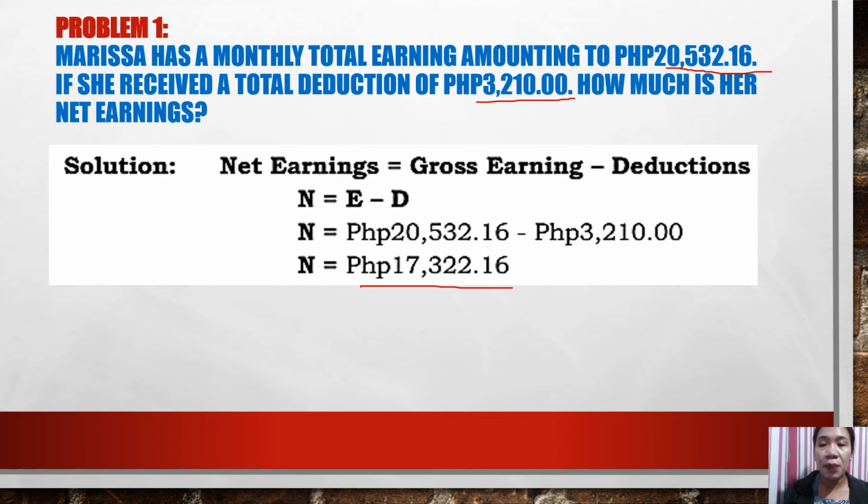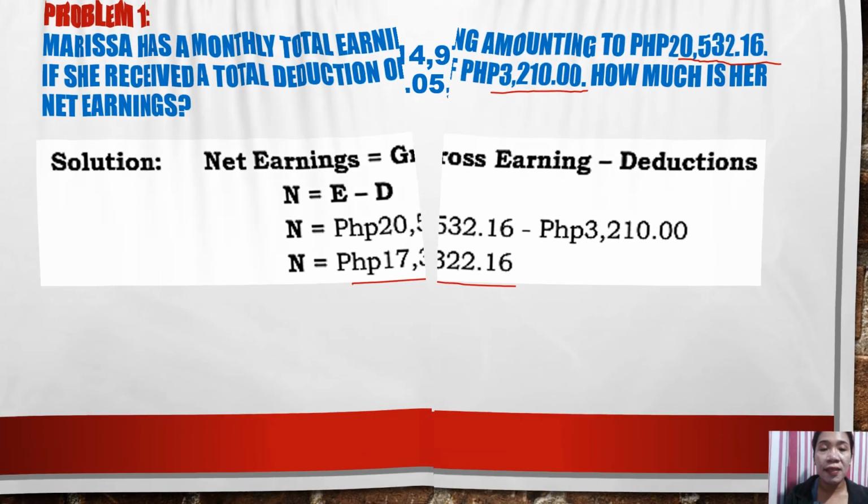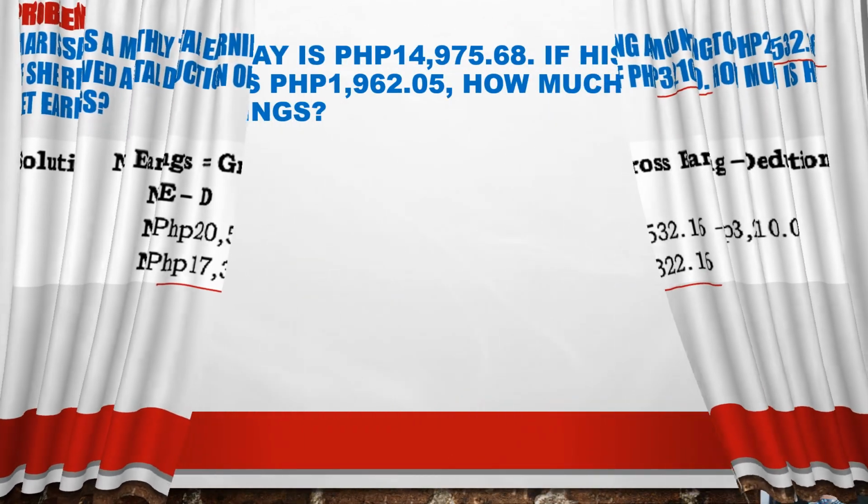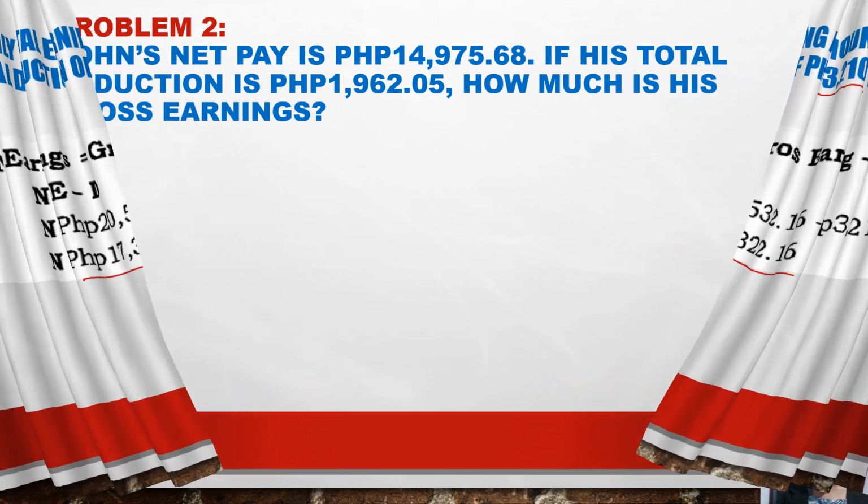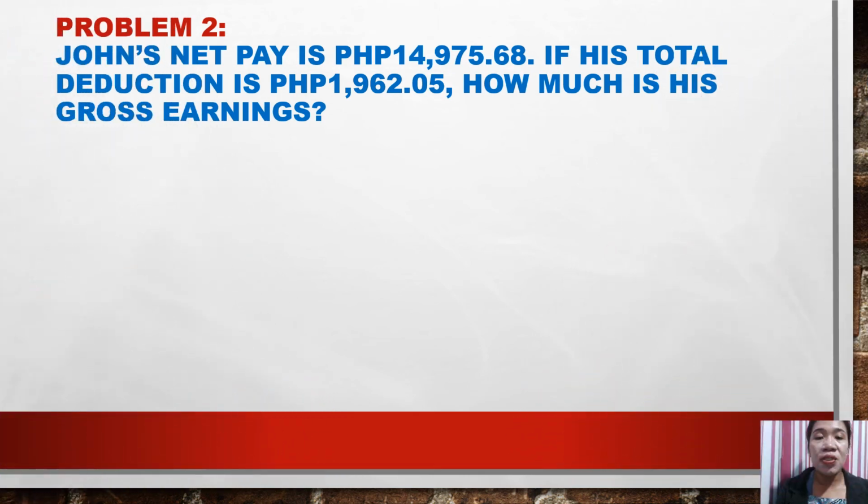Another example is Jan's. Jan's net pay is 14,975 pesos and 68 centavos. If his total deduction is 1,962 pesos and 5 centavos, how much is his gross earnings?